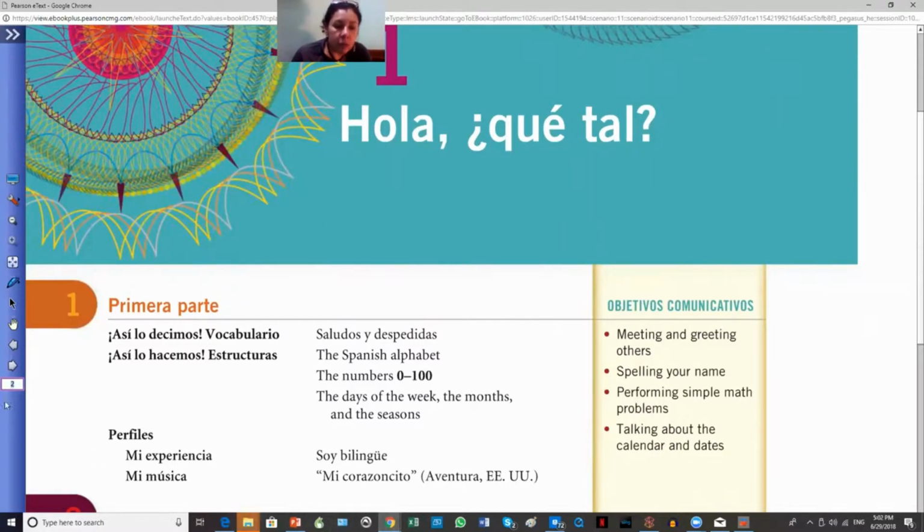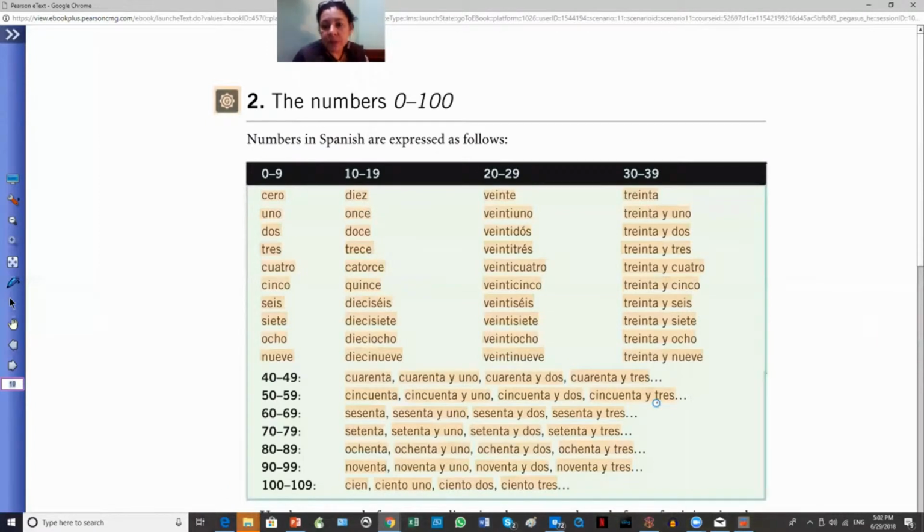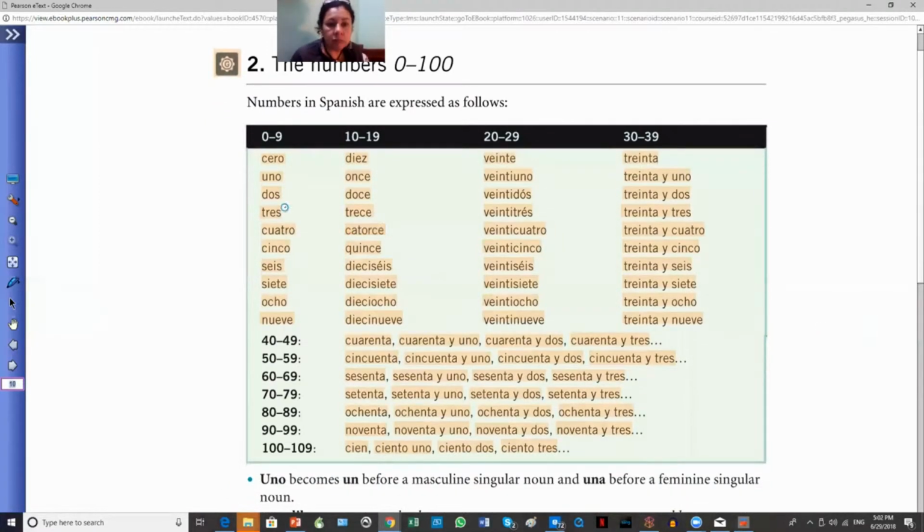Now, let me go back to page 10, where numbers are presented, and let me tell you that those highlighted pieces have the pronunciation. 0, 1, 2, 3, 4, 5, 6, 7, 8, 9. And that way, all of them.